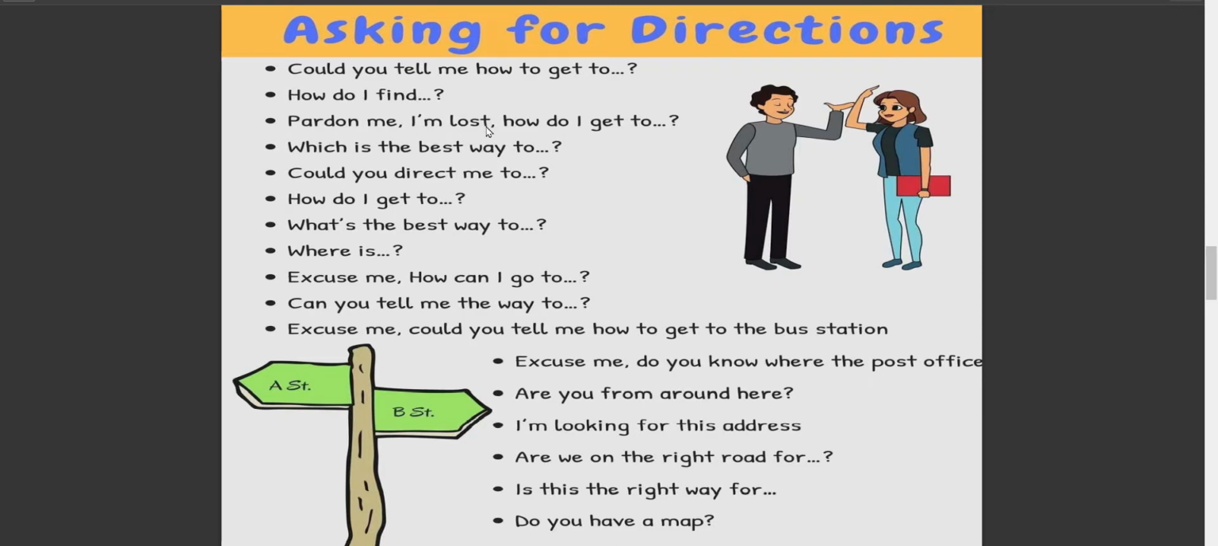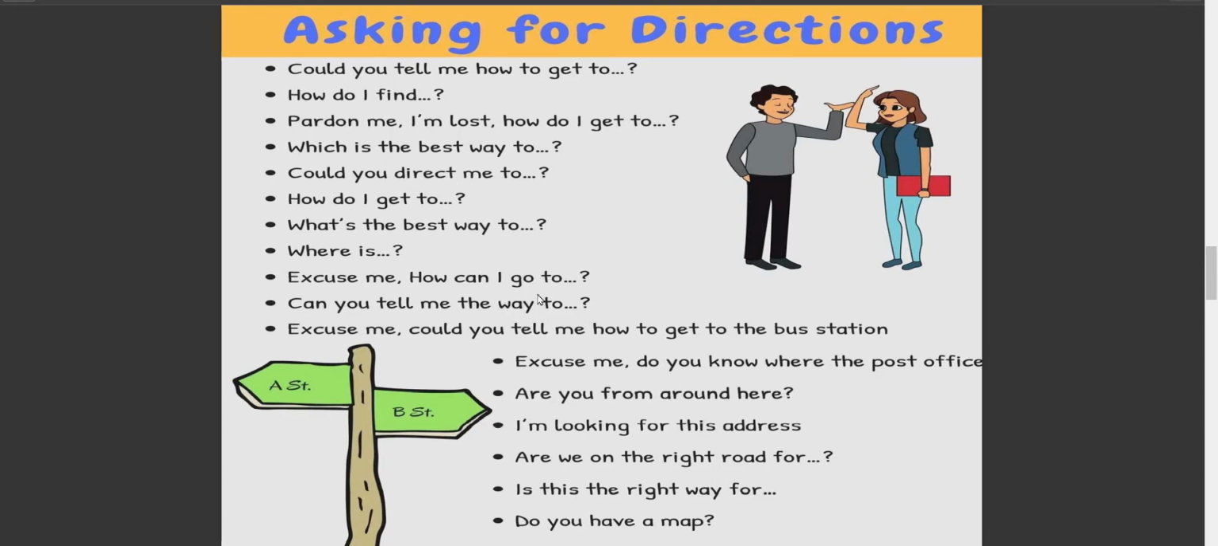Pardon me, I am lost. How do I get to? Which is the best way to? Could you direct me to? How do I get to? What is the best way to? Where is? Excuse me, how can I get to? إذا عندنا get وأيضا عندنا كلمة find. هذه كلمات تدل على إيجاد الطريق. Can you tell me the way?